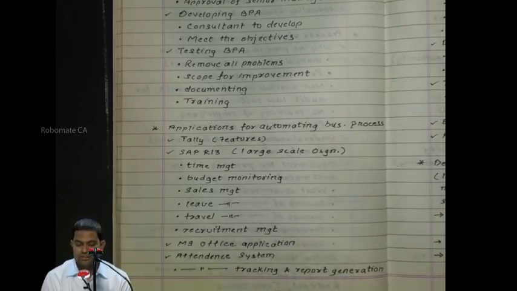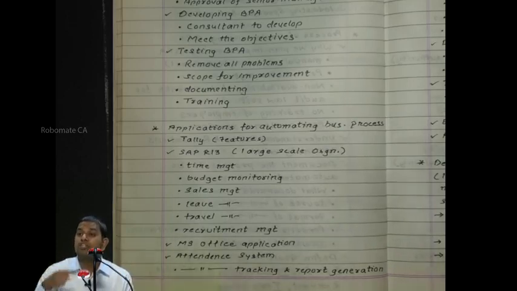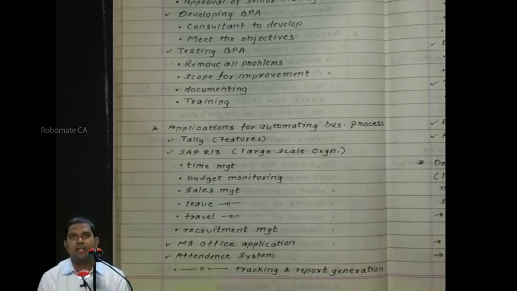And last but not least is the file management system. Windows Explorer is a file management system, but that is about the computer's files. There has to be a file management system which will take care of the files which the business process is generating. These are all the business facts and figures, maybe your data, and that has to be properly tracked. That is called the file management system. So these are nothing but the applications of automating business processes.